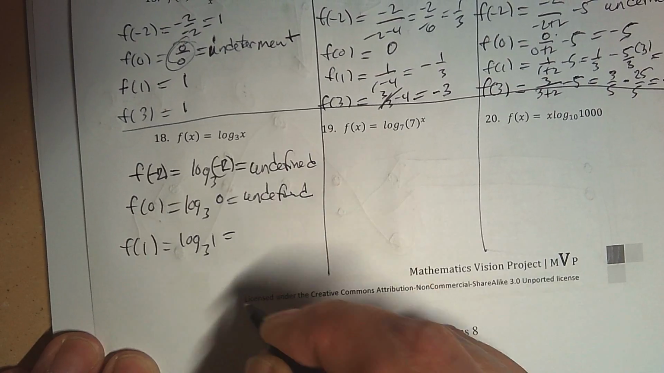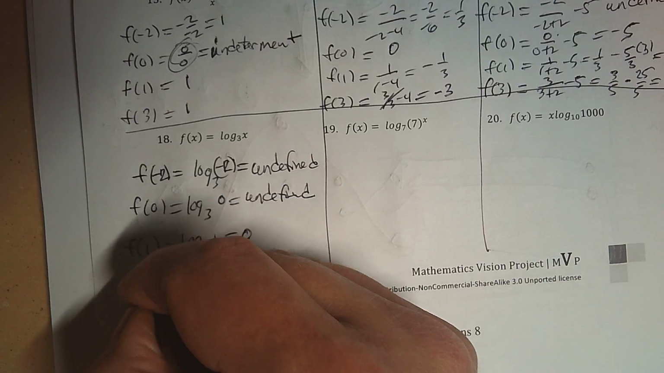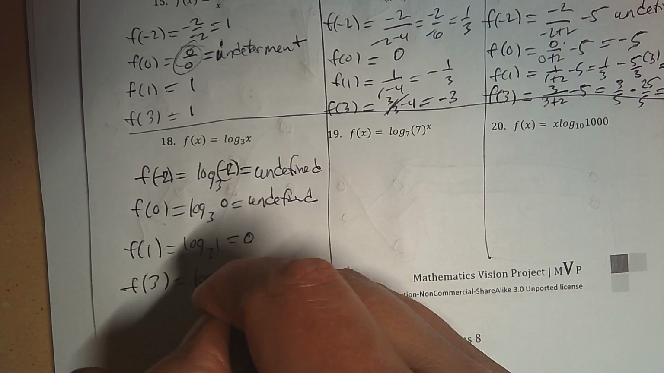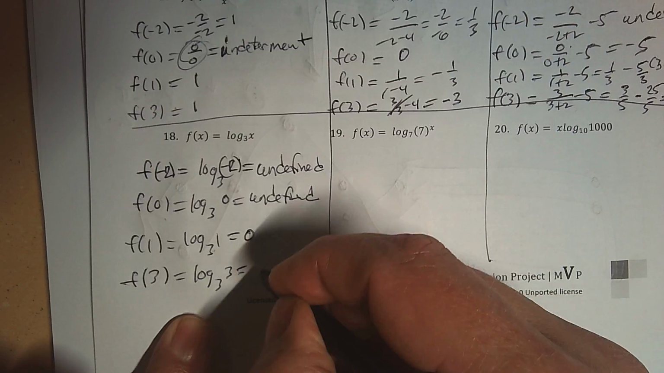So when you evaluate a logarithm, you're finding the exponent. So 3 to what exponent is equal to 1? So that's 0. And then here, 3 to what exponent is equal to 3? So that's 1.